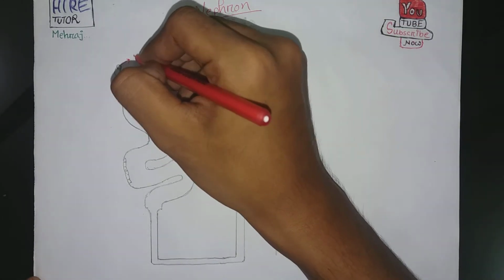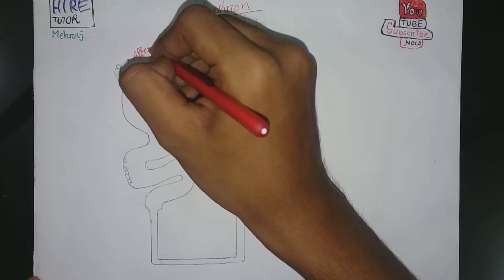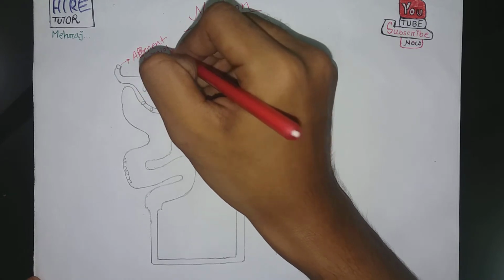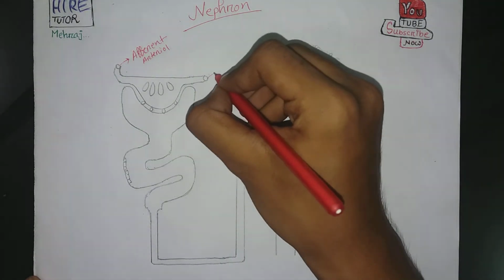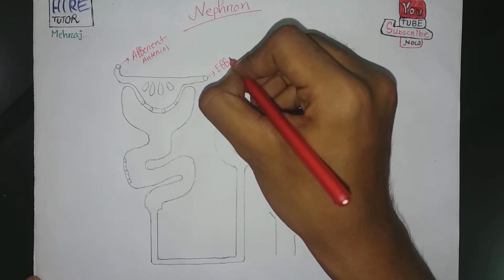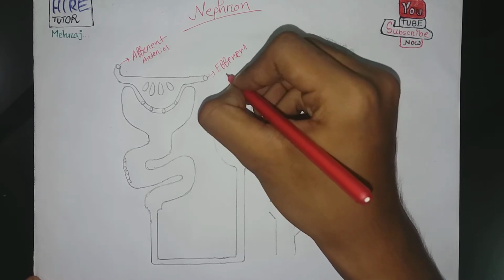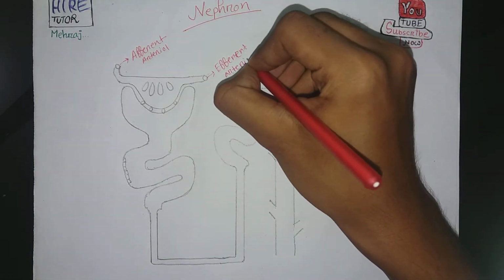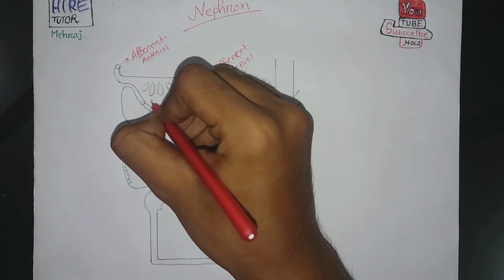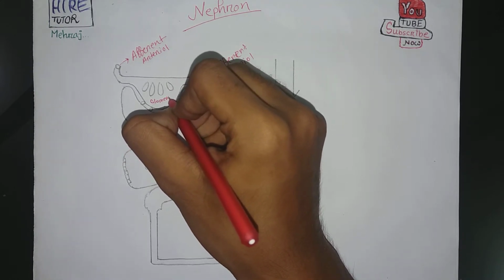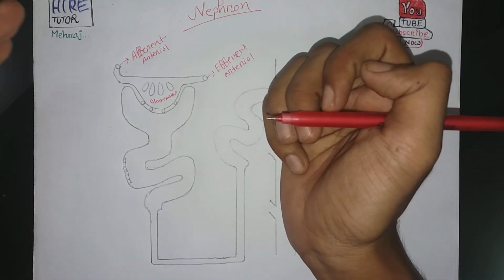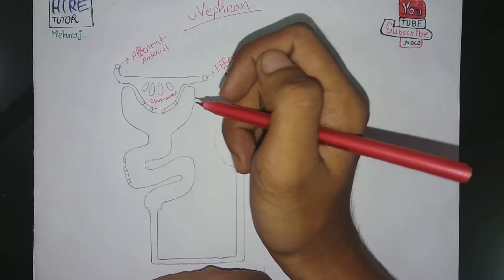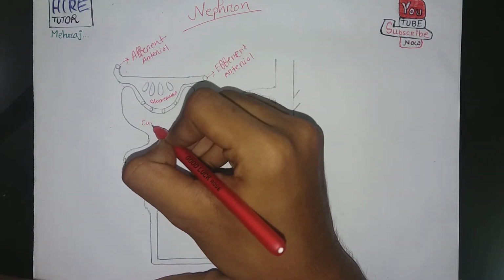Well, this is the afferent arteriole. This one is the efferent arteriole. This one is the glomerulus. At first the blood comes and filtrates into this, the first stage, and then this is called the capsular space.